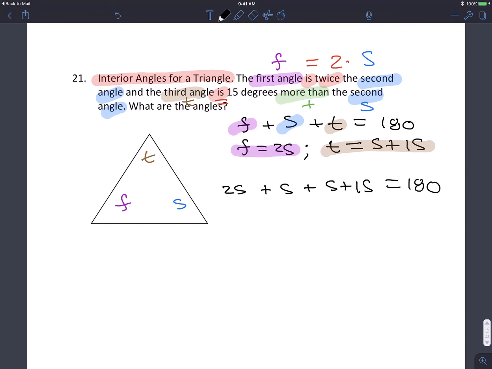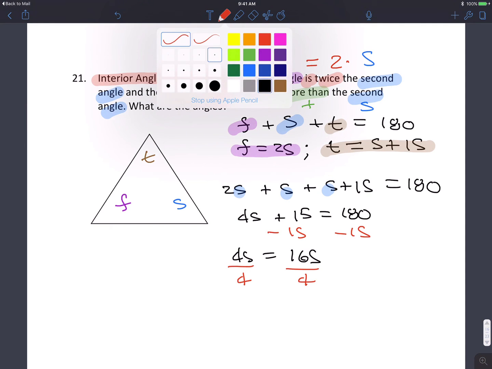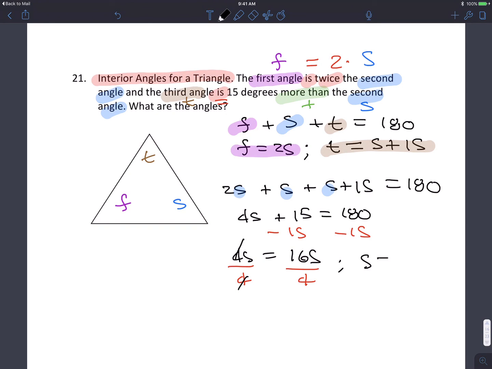So let's do some algebra. Let's be careful here that I know my S's here. This is an S, it's not a 5. This is an S, and this is an S. And over here we have the constant 15. So we get 4S plus 15 is 180. Let's subtract that 15, and we end up with 4S being 165. Now divide both sides by 4, and we end up getting S being 165 divided by 4.